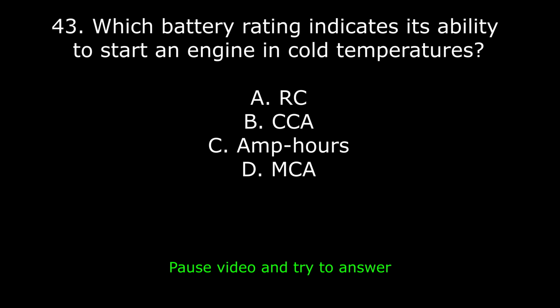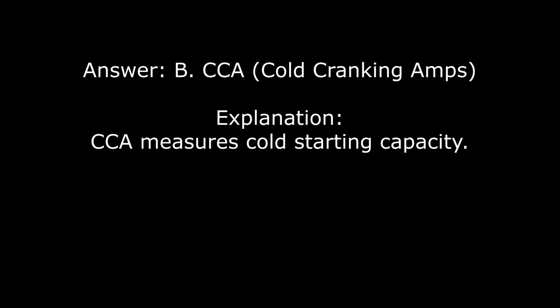43. Which battery rating indicates its ability to start an engine in cold temperatures? A, RC. B, CCA. C, amp hours. D, MCA. Answer: B, CCA, cold cranking amps. Explanation: CCA measures cold starting capacity.